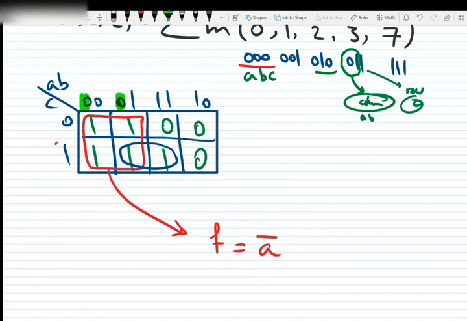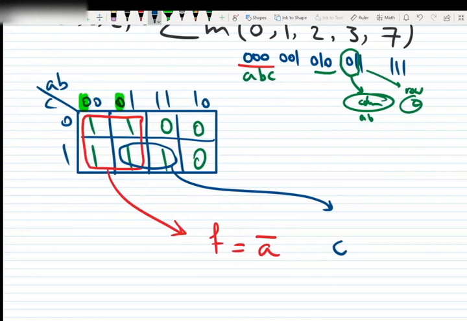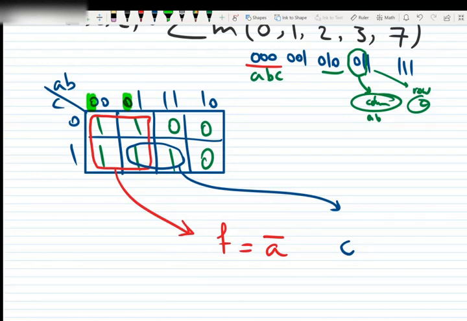Okay? Now let's continue to the next part. For the next part, C is constant for both cells, so we have C. What about A? For one of them, A is 0, for the other one, A is 1, so A is not included, A is cancelled. What about B? B is 1 for both of them. So we say BC. Done. So we considered all minterms. So the simplified version of this function is A bar plus BC.